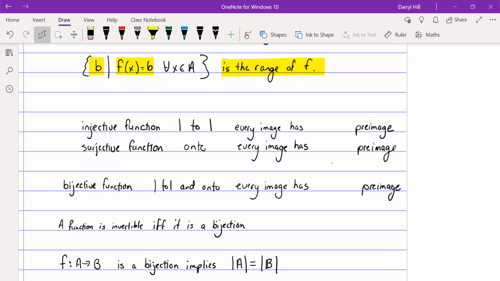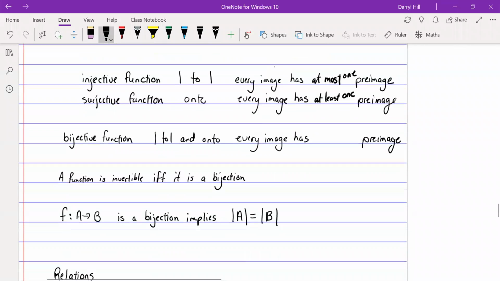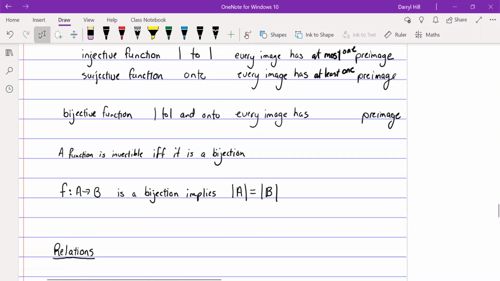So it can be at least one or at most one. Well, if it's surjective and it's injective, then they have exactly one. So injective means at most one, and surjective means at least one. And a bijective function means it's one-to-one and onto, and every image has exactly one.